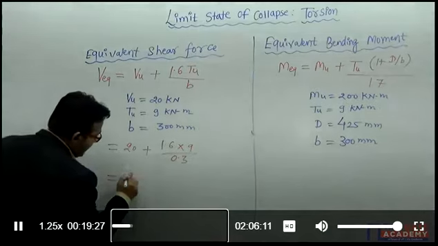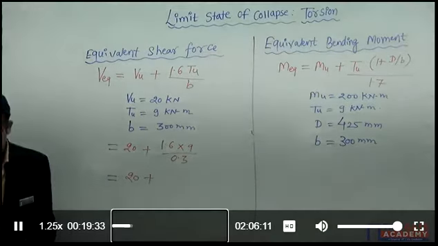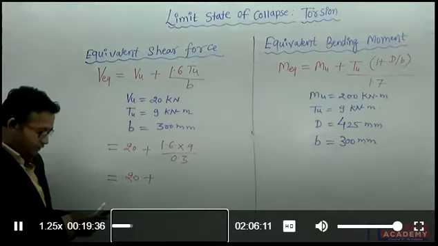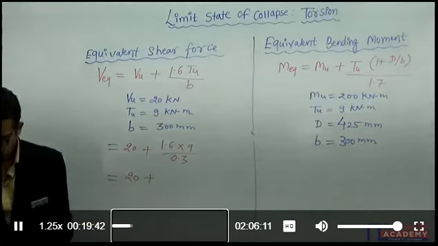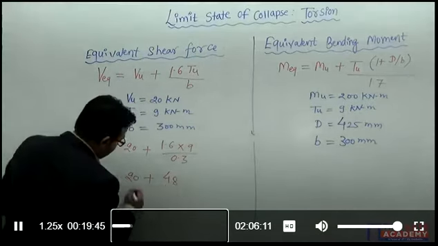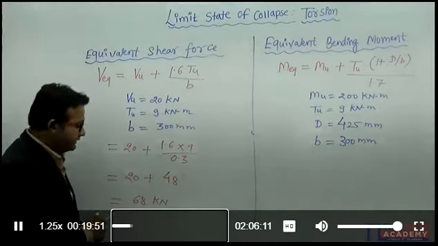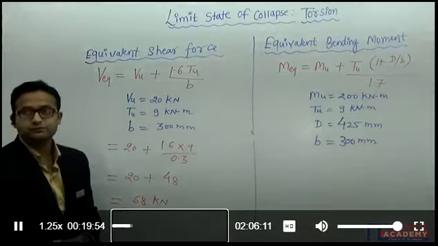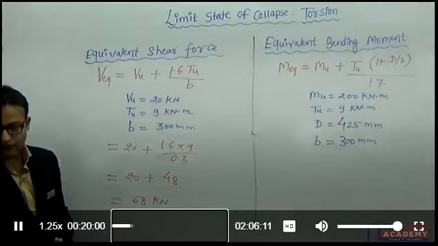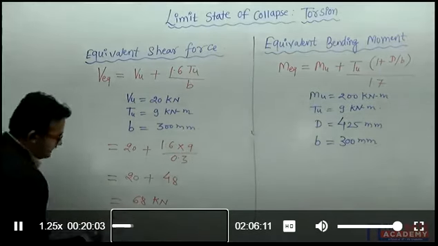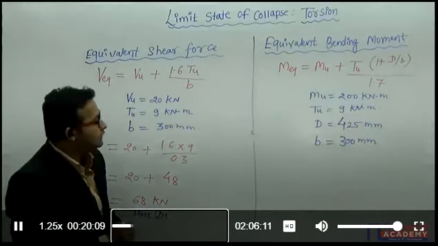So here I am getting 20 plus the value is 48. So the total shear force, the equivalent shear force, is 68 kilonewton. Right? The equivalent shear force is 68 kilonewton. So the answer is D. Answer I can write here. Answer is D.